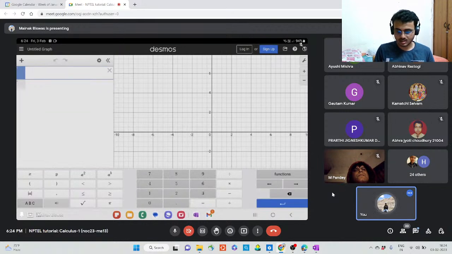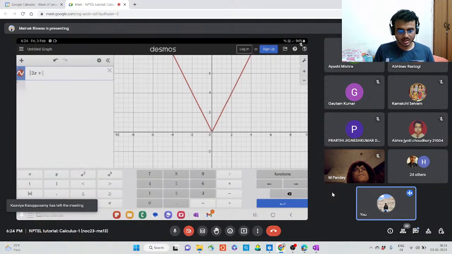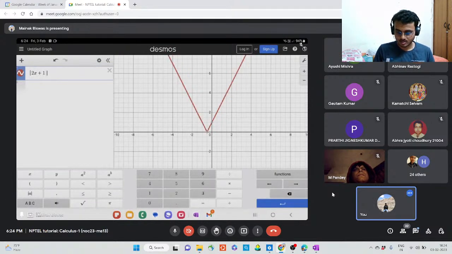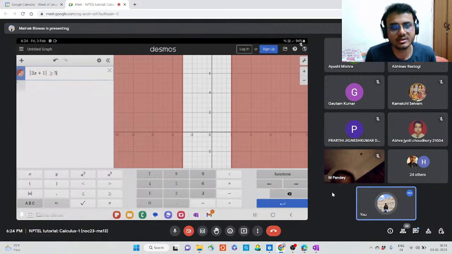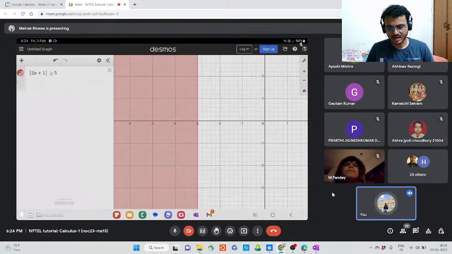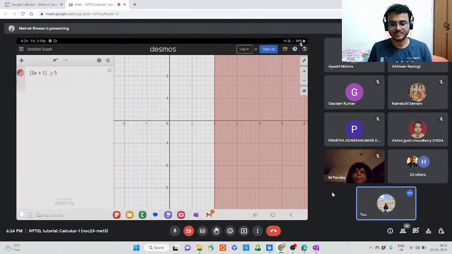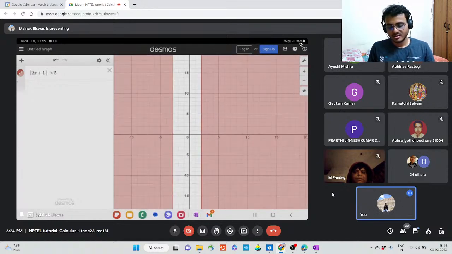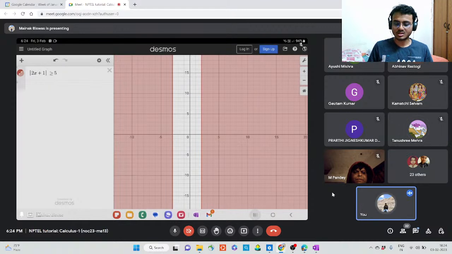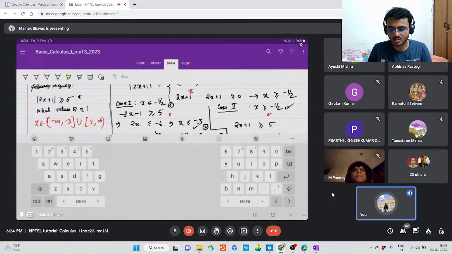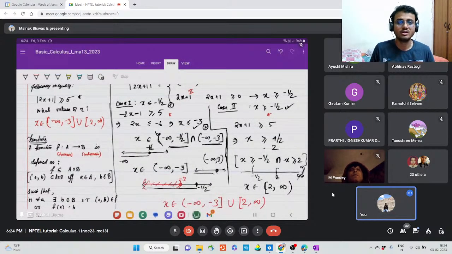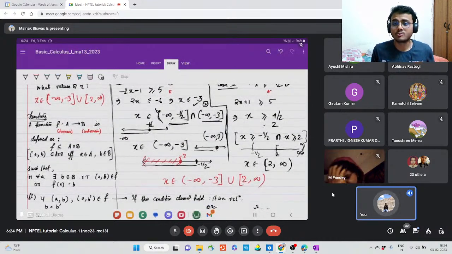So what is the solution? It's mod of 2x plus 1, and I close the mod, greater than or equal to 5. So you see all numbers between minus infinity and minus 3, and 2 to infinity. So it's matching our answers, right? Yes. So this is the way you can also check your answers. You will be plotting a lot of graphs in this course, so this app would be helpful. So now that was the warm up to our course.